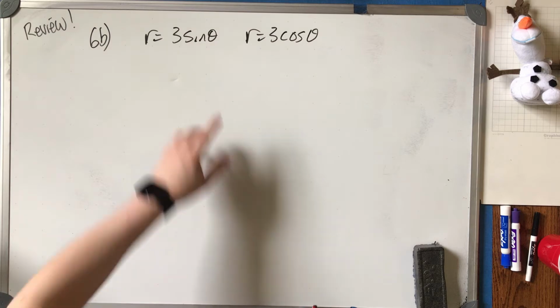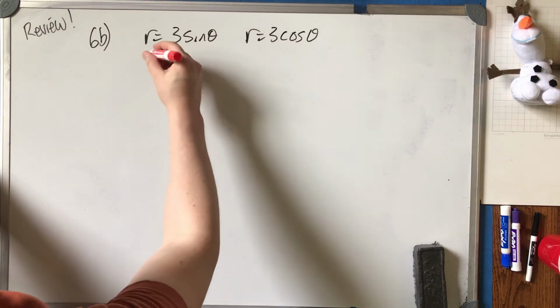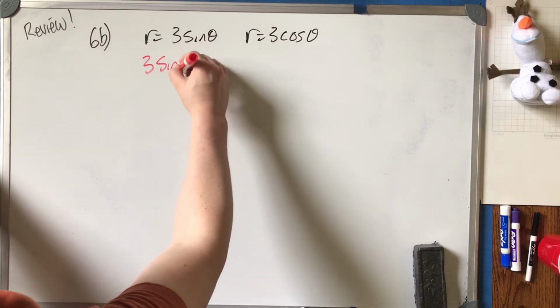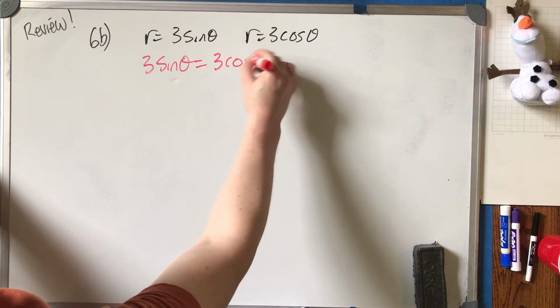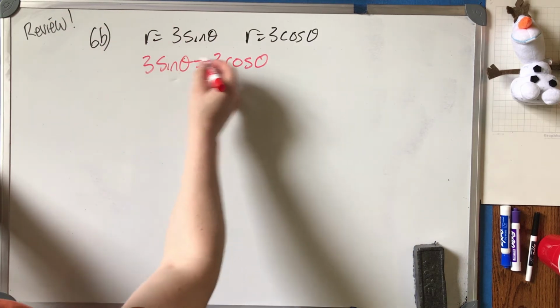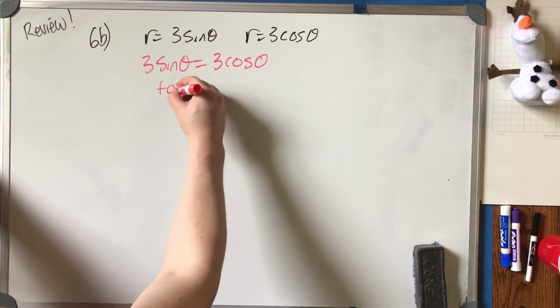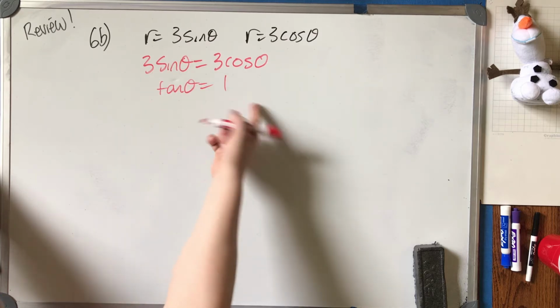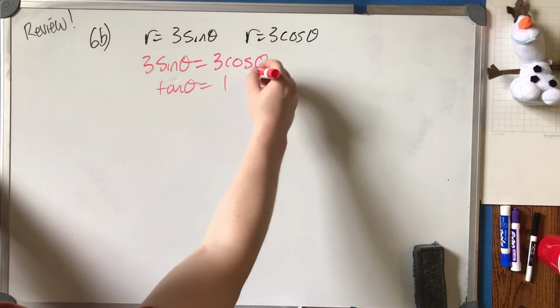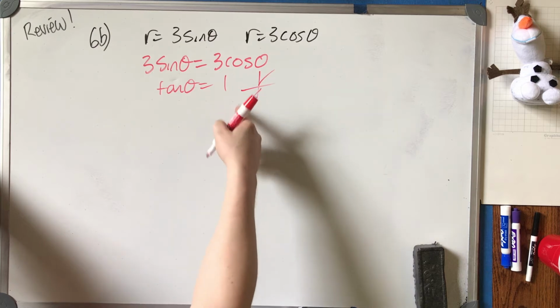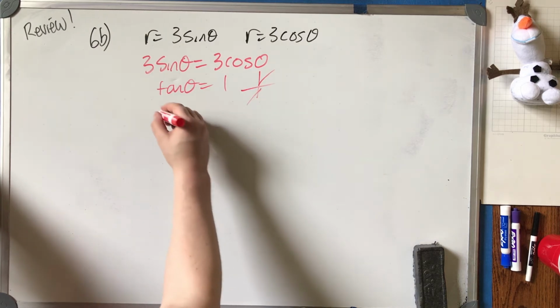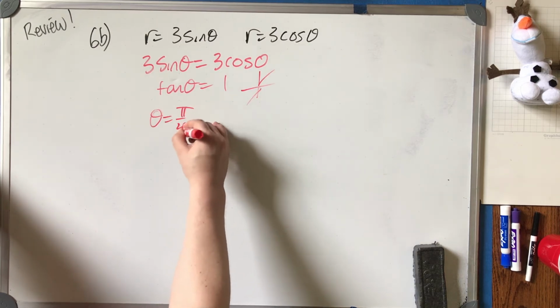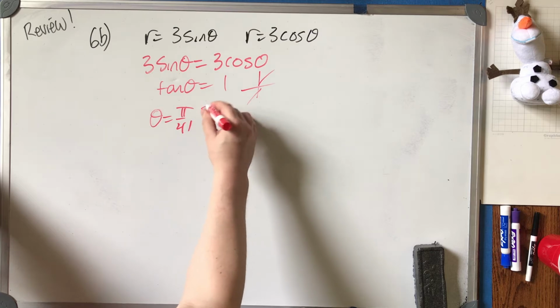Okay, 6b, same thing. Just going to set these equations equal to each other, so I get 3 sine theta equals 3 cosine theta. I'm going to immediately get rid of the 3's and I'm going to divide. So I'll get tangent theta equals 1, sine over cosine equals 1. Let's see, that's going to be in quadrants 1 and 3 with a reference angle of 45. So I'm going to get theta equals pi over 4 and 5 pi over 4.